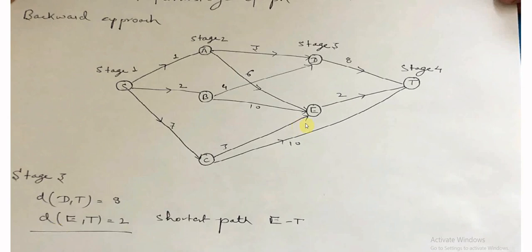Now from E also there is one edge, so 2, and the shortest path from stage 3 to stage 4 is via vertex E to T, because it is offering the minimum cost. Now in the next step, we have to compute the cost of all the vertices of stage 2 in order to reach stage 4 vertex T.